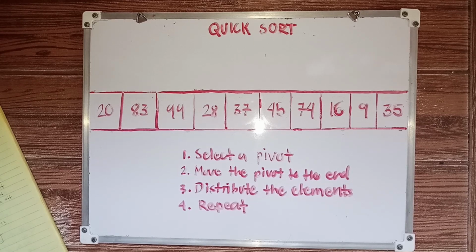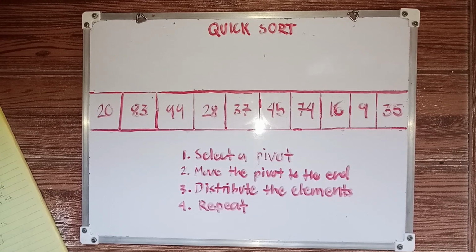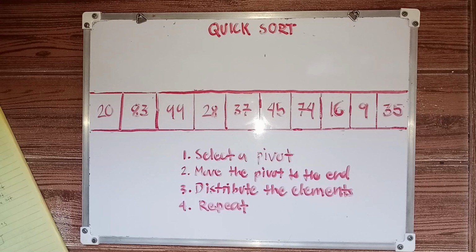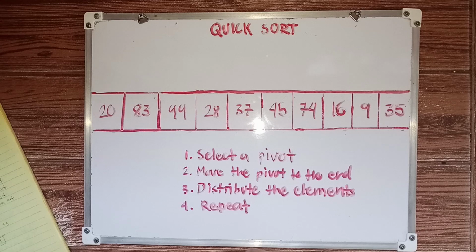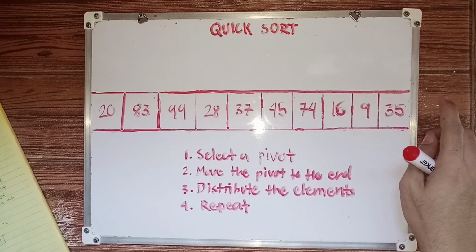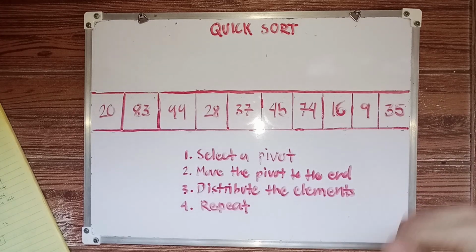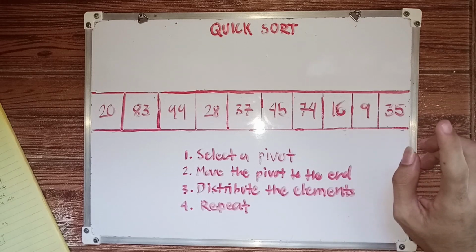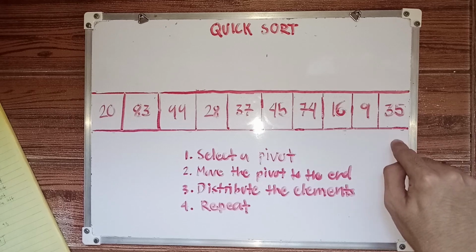So, basically, it is ideal to select the middle element of the array. So, I put here the key concepts of quicksort. First is to select a pivot. So, we need to select one of the elements, and two, move the pivot to the end. So, after we select a pivot, we swap it with the ending element.